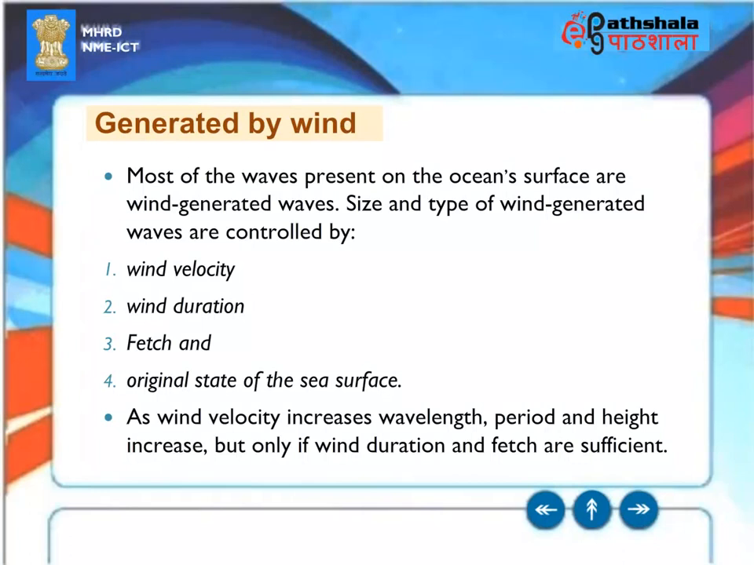Generated by wind. Most of the waves present on the ocean's surface are wind-generated waves. Size and type of wind-generated waves are controlled by wind velocity, wind duration, fetch, and original state of the sea surface. As wind velocity increases, wavelength, period and height increase, but only if wind duration and fetch are sufficient.